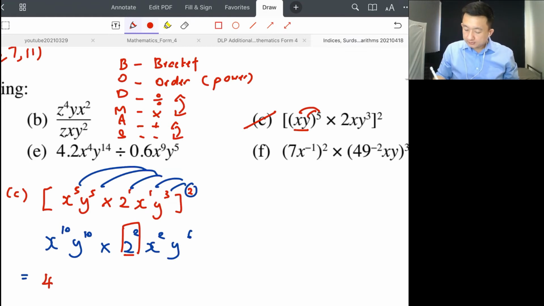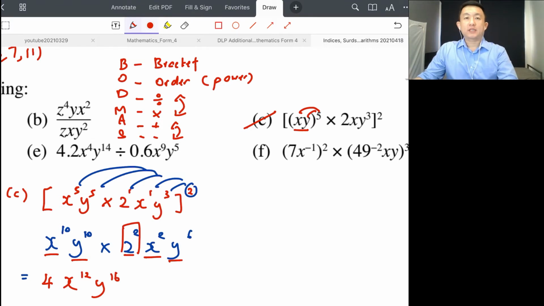So x power 10, x power 2, multiply is a plus. You have 12. 10 and 6, you have additions. You have 16. You have 4x power 12 and y 16. This is your final answer. Right. We move on with E.